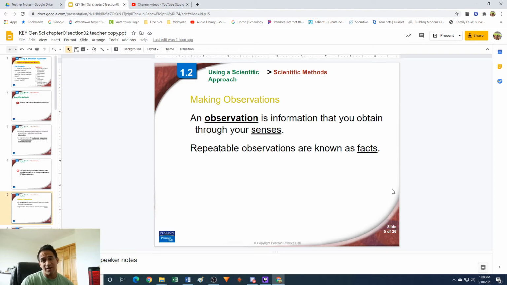That can be a fact if it's something that you can observe over and over again, but not always, right? So, if it's a fact that aliens exist, well, you can't repeatedly observe aliens. Therefore, it can't be a fact. So, understand that the word fact does not mean that something is true or not true. It just is a word we use to describe observations that we can see over and over again.